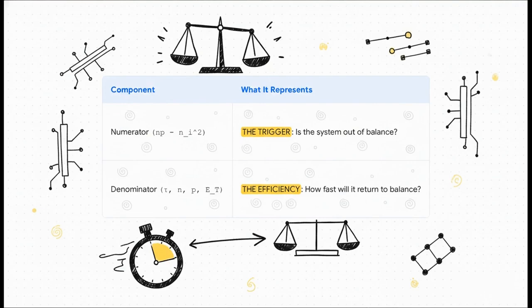Now, don't worry, we're not going to do the math, but the idea behind it is actually pretty simple. The top part of the equation is basically the trigger. It only kicks in when the system is out of balance. And the bottom part, that's the efficiency meter. It tells you how fast the system is going to rush back to balance, and it depends on the exact type of defects you have.